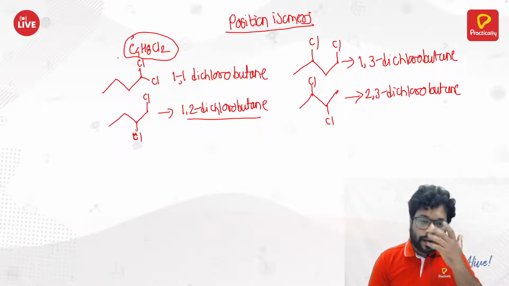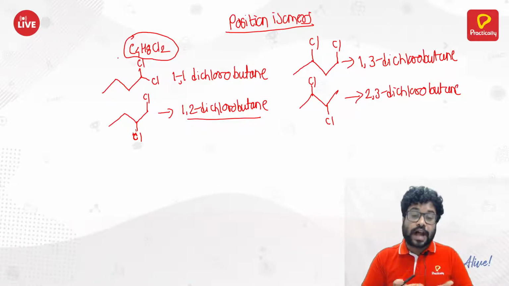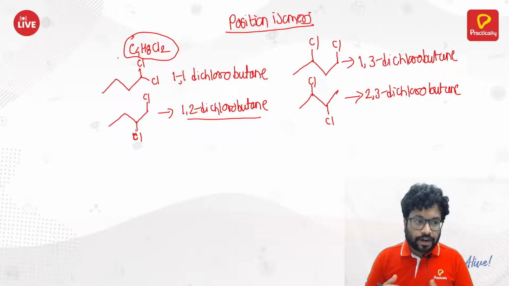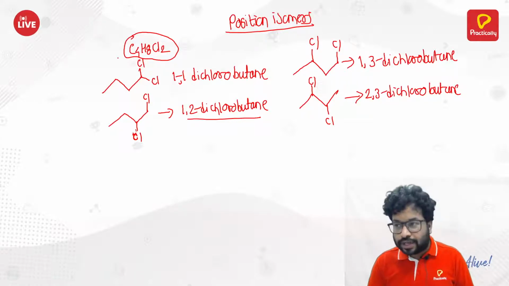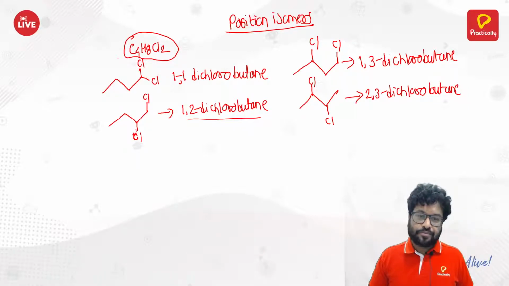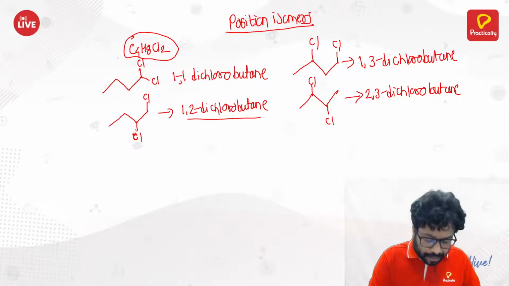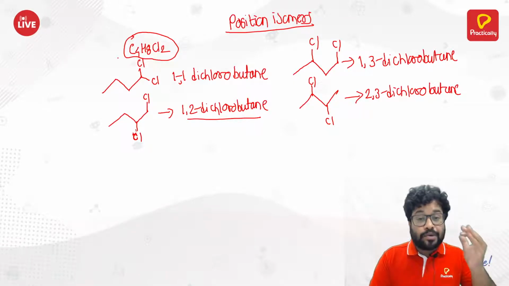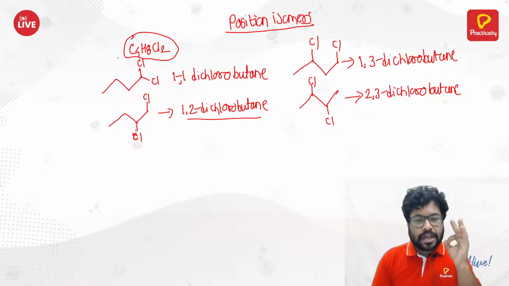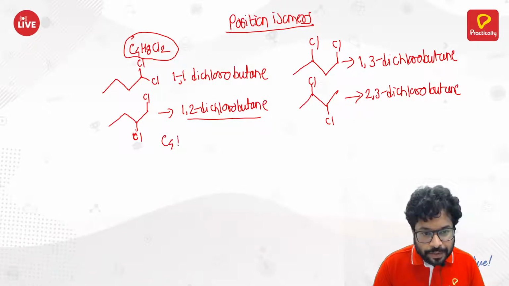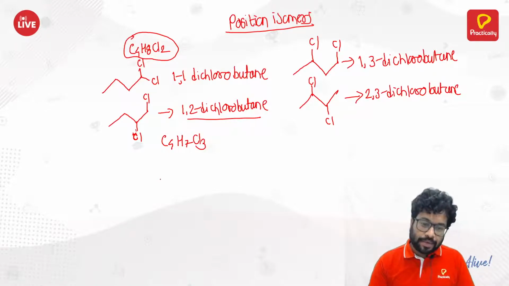Whenever the compound has more and more atoms, for example more carbon atoms and hydrogen atoms, it has more and more position isomers. So basically, the number of isomers shown by any compound is related to the number of atoms it has. Let me give you a quick example. Suppose we have C4H7Cl3.